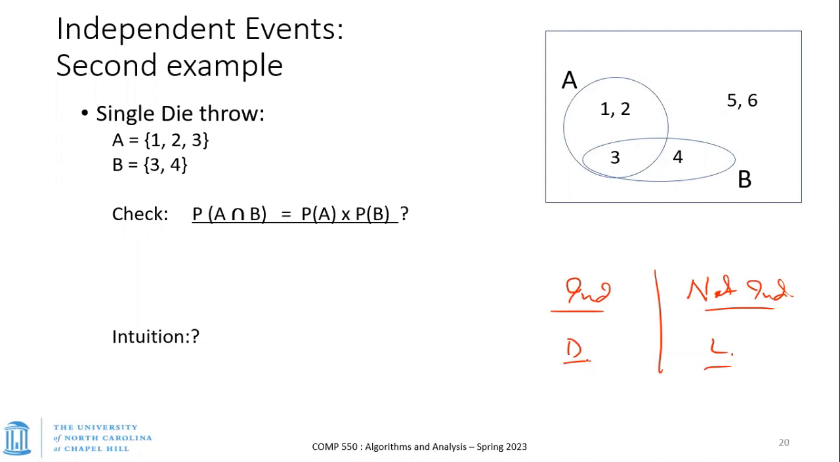The fact that you know that B has occurred, should that influence the probability that A has occurred? Just knowing that B has occurred, let's say that we know that 3 and 4 have occurred, does that change the probability of A occurring? So people are nodding. Somebody else, yes.